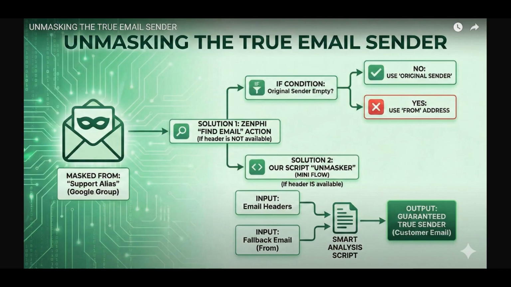Have you ever received an email where the sender or from address isn't what it seems? Maybe it says the person's name, but the email address belongs to a Google group or a generic support alias. And the worst part, when your automation tries to reply to that email, it doesn't go to the customer. It replies right back to you or your own internal group. It's a frustrating loop. This happens because of security protocols like DMARC.